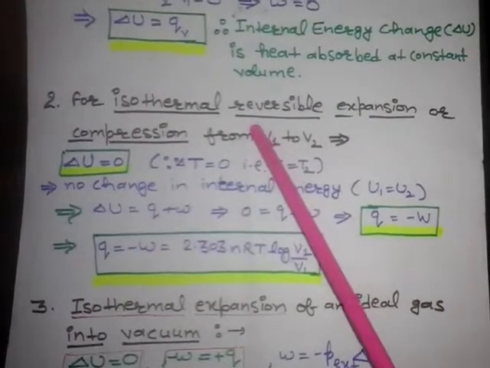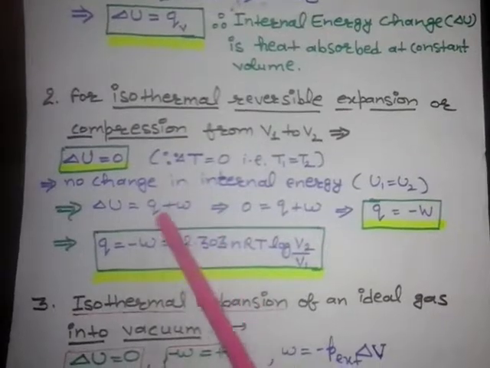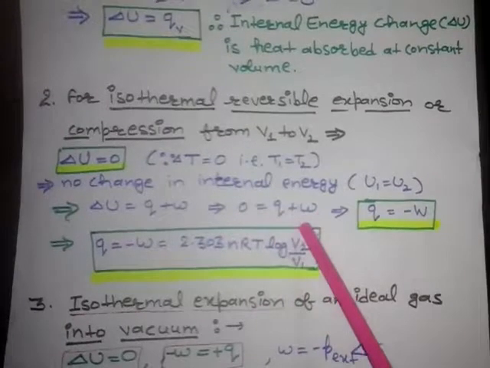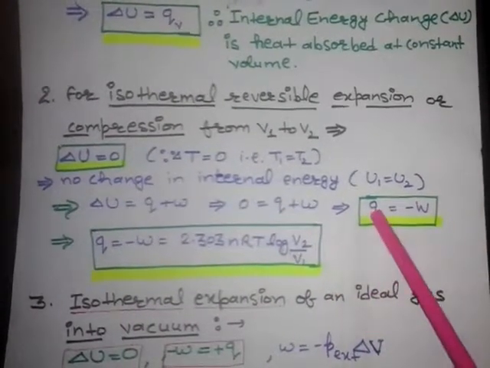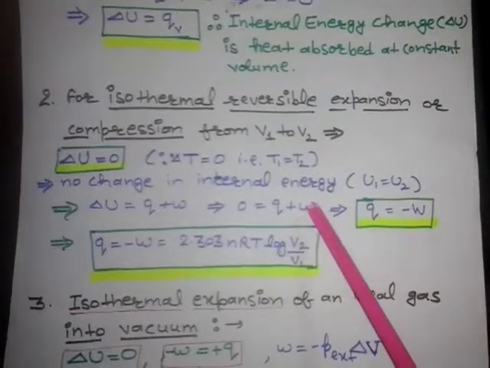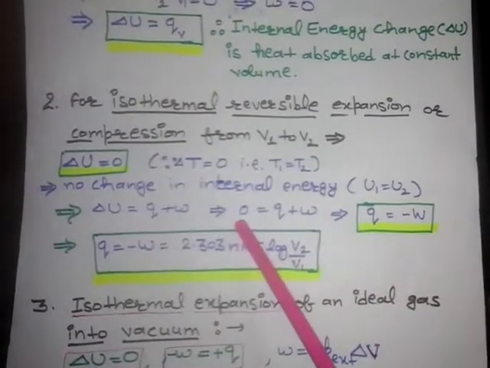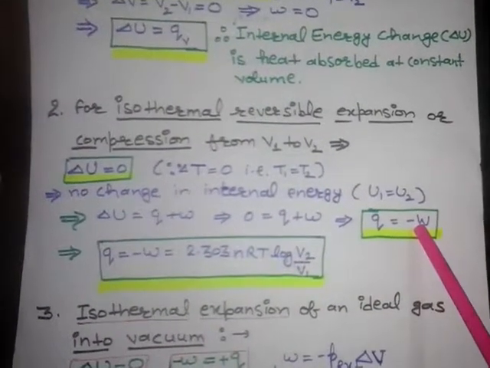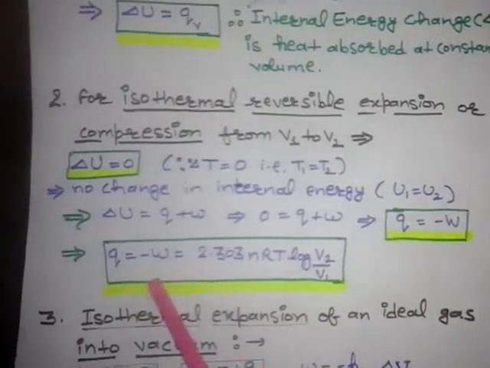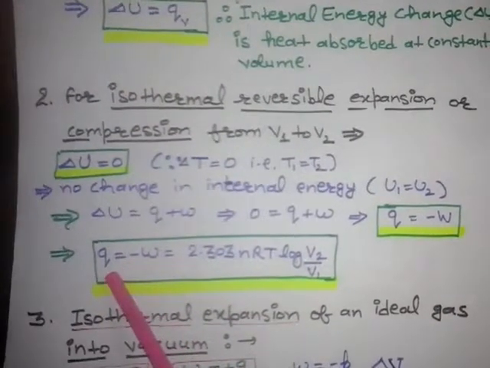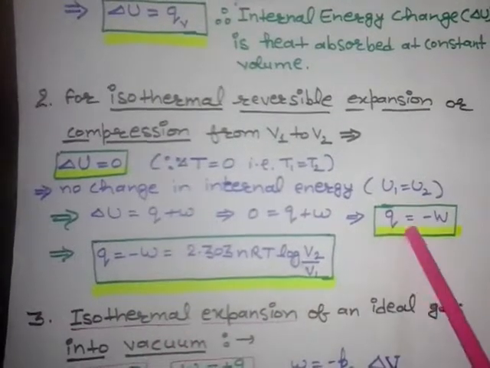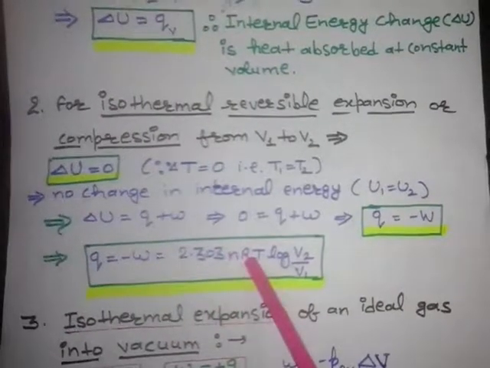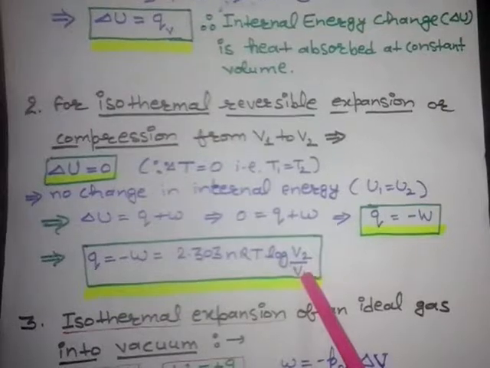We are also talking about reversible expansion and compression. So delta U becomes 0, then the expression becomes 0 is equals to Q plus W. On rearranging, Q becomes minus W. On bringing W from right side to left side, sign changes. This becomes minus W. As I told you in previous video, you have to remember this expression, that Q is equals to minus W from here, and minus W is equals to 2.303 nRT log V2 over V1.